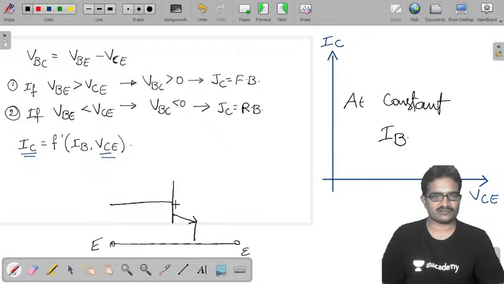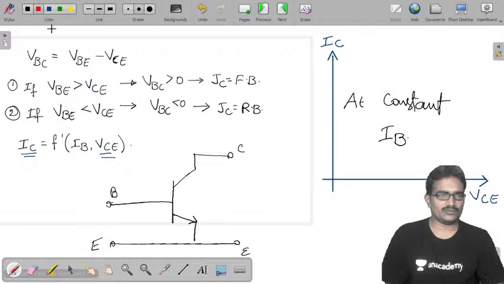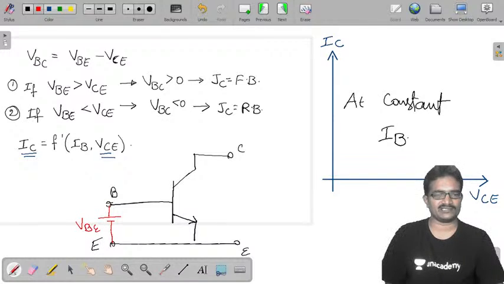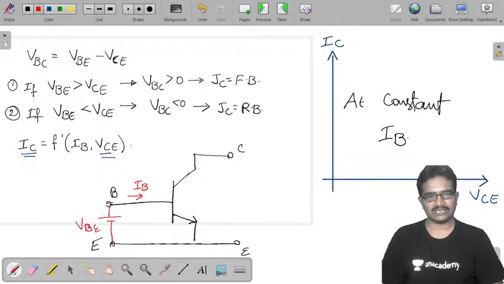So it is emitter, collector, base. By applying a constant VBE, I am keeping IB constant. Now by varying VCE, what is the variation of IC I want to get? That is my plot.